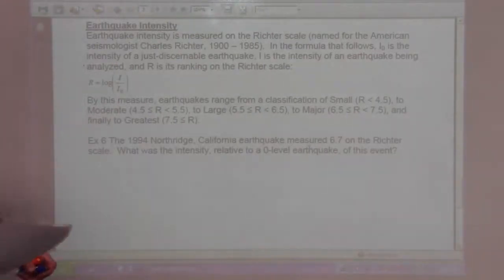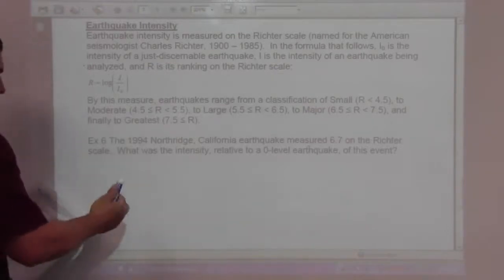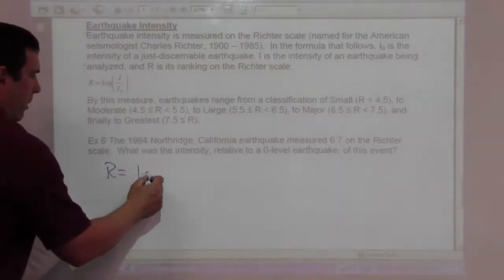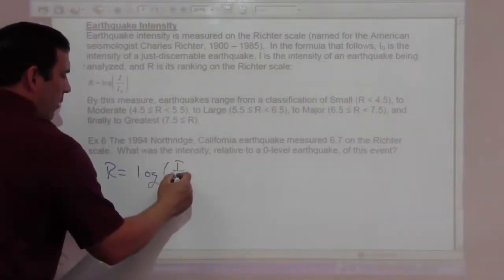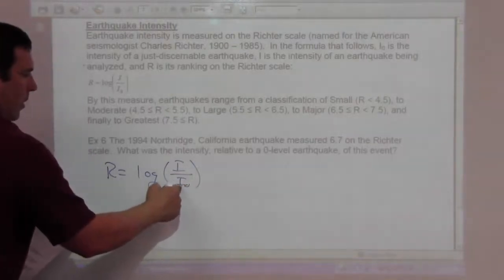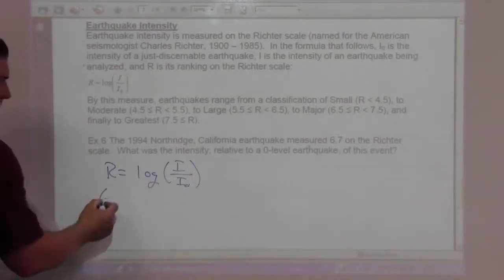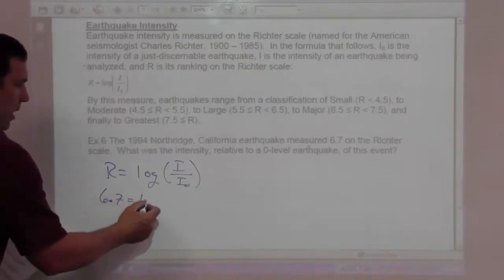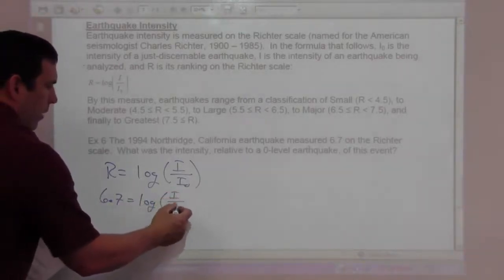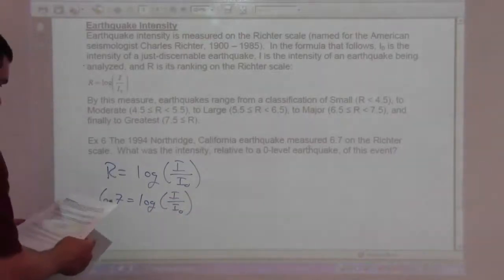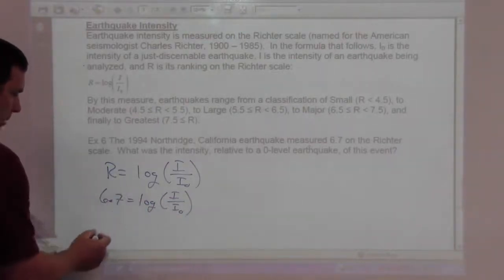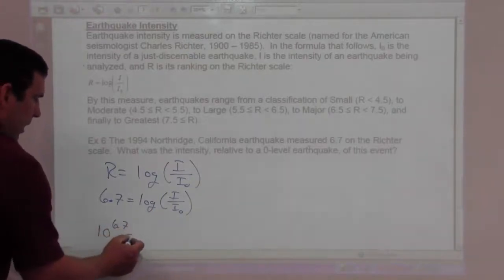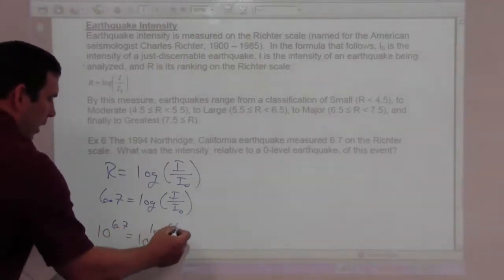Okay. The 1994 Northridge, California earthquake measures 6.7 on the Richter scale. What was the intensity relative to a 0 level earthquake of this event? So we do R equals common log of I over I naught. That's 6.7 equals the common log of I over I naught. So raise both sides, making powers of 10. 10 to the 6.7 equals 10 to the common log of I over I naught.